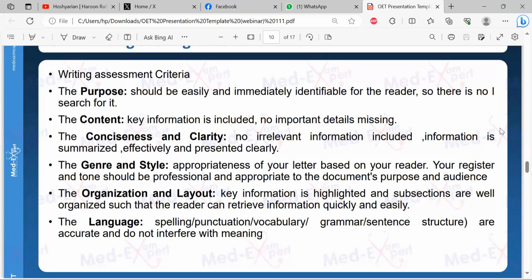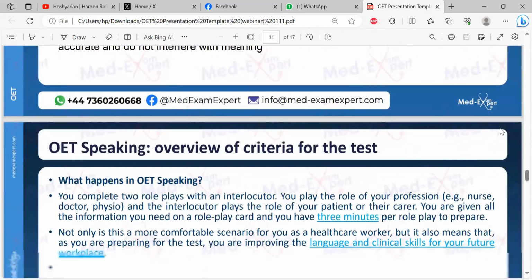Then there comes the language, which is spelling, punctuation, vocabulary, grammar, sentence structure. These all must be accurate and not interfere with the meaning.